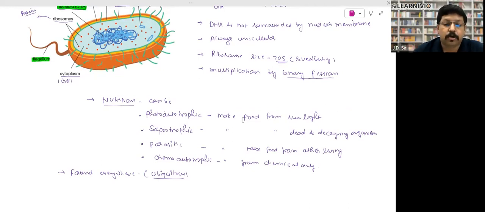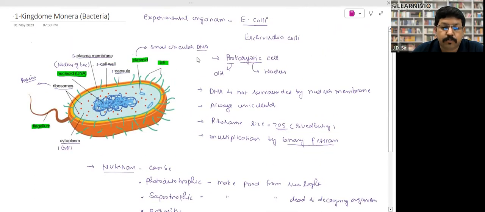Fine. So basically, let me remind you again that this is the kingdom Monera, and in kingdom Monera we discussed that this is the kingdom where we study the bacteria. Bacteria have certain characteristics, and we have discussed all those characteristics, and they are ubiquitous, meaning they are found everywhere, right?